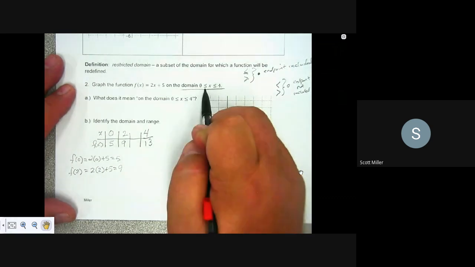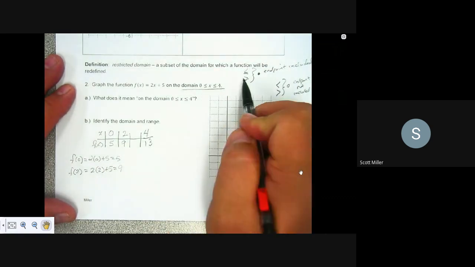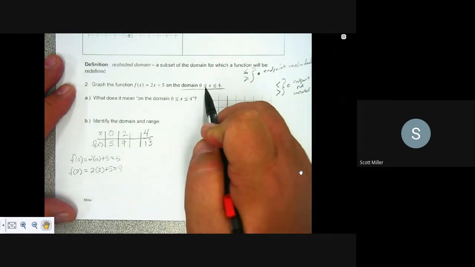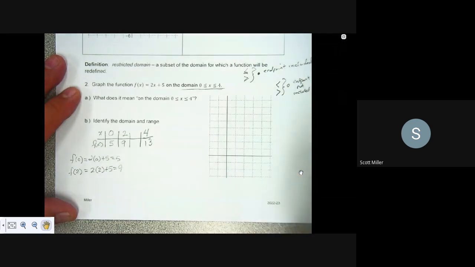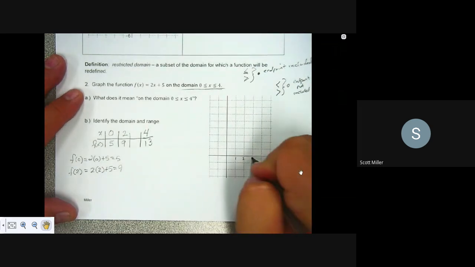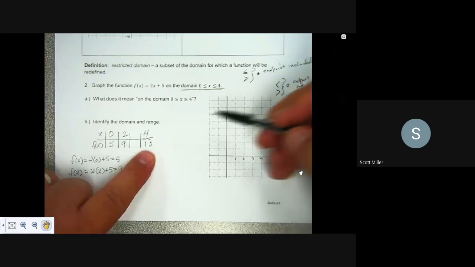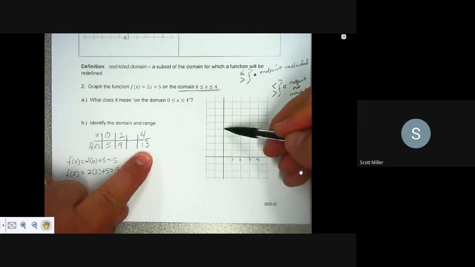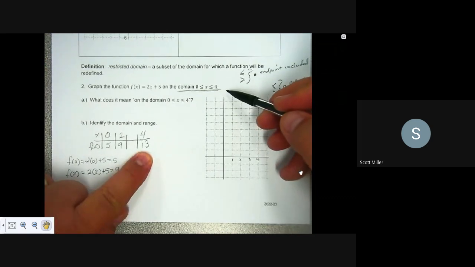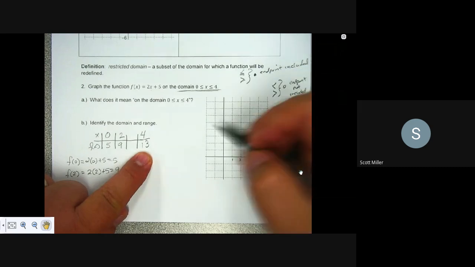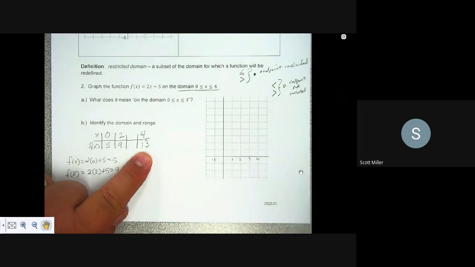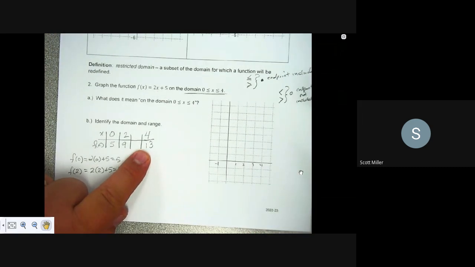At 0, it is a solid dot because the endpoint is included. This is when you start looking at that. So here's 1, 2, 3, 4. And now I got to get to 13. I don't have 13 boxes here. So I'm going to have to scale the y-axis so that I can see all of these, this point.